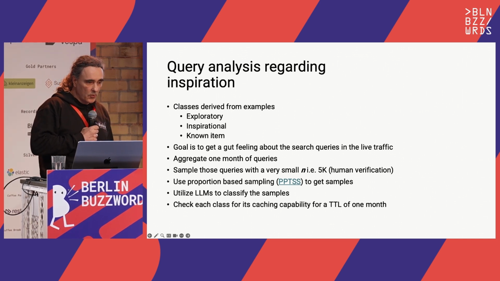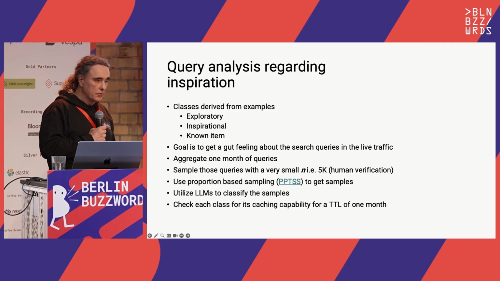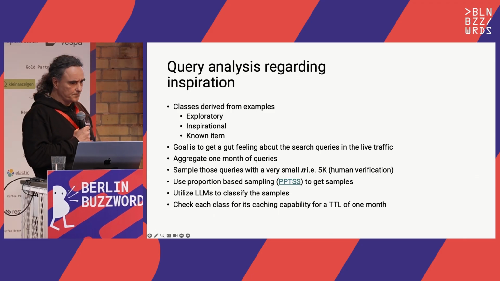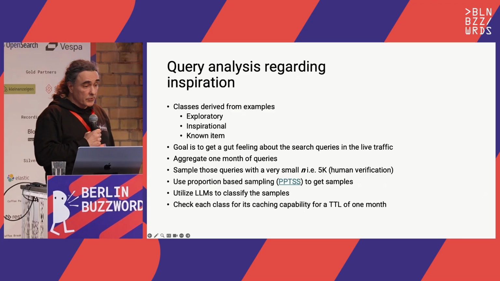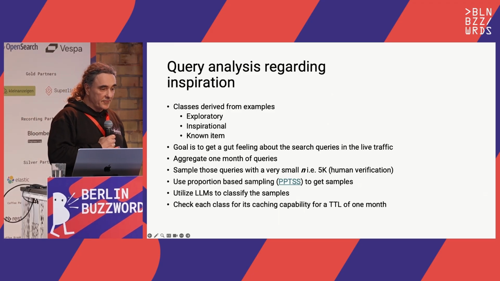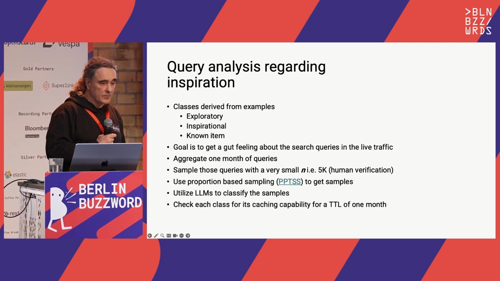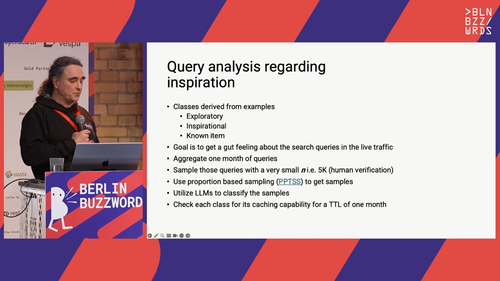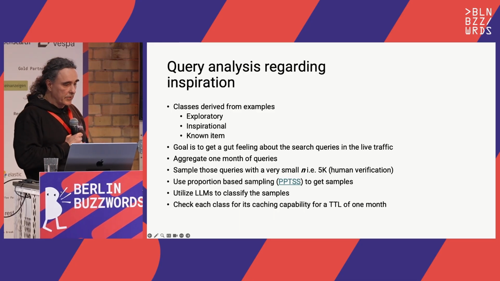We wanted to have a small sample size, so about 5,000 queries, to be able to validate the work of the LLM, the labeling, by hand. But we also wanted to keep the shape of the traffic intact, so we wanted to have the same ratio of rare and high frequency queries like in our live traffic. So we used a technique called probability proportional to size sampling, which helps you with that.